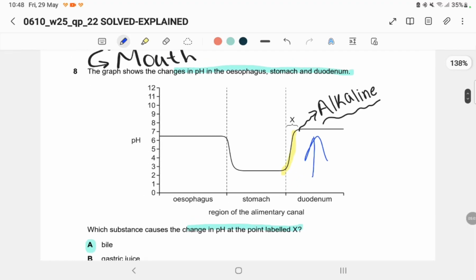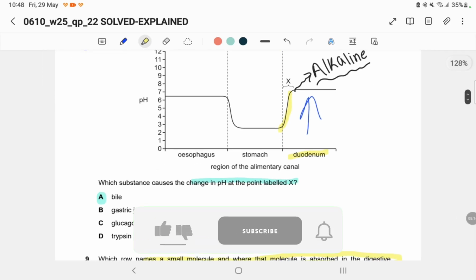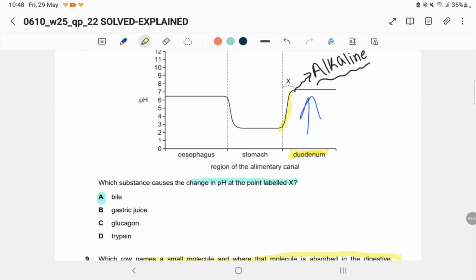Now question number 8 is telling you here, the graph shows the changes in pH in the oesophagus, stomach, and duodenum. Exactly in the duodenum, what caused the change in the pH from acidic to be raised to an alkaline level? What was released at that moment? Well, it's bile. Bile is released from the liver to emulsify the fats from larger droplets of fats into smaller droplets of fats. So gastric juice would be impossible to be used there, because basically gastric juice is acidic and it contains a pH of 2.